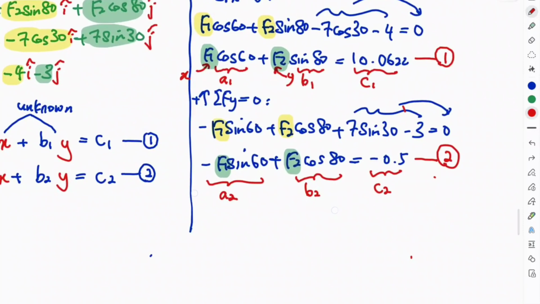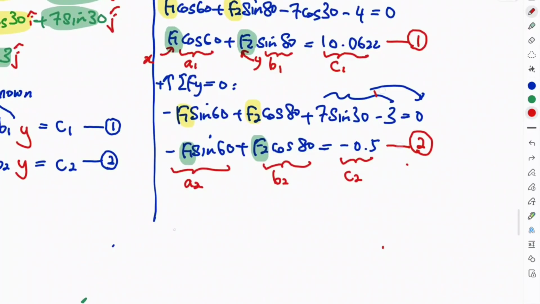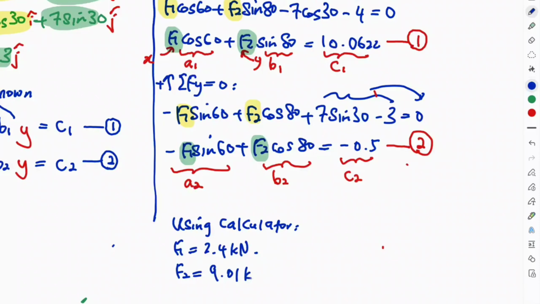Back to our answer sheet. The next step is using your calculator. You are solving this using your calculator, so you just write "using calculator" so that I know you are performing your calculations using your scientific calculator. The x value, which is your f1, is equivalent to 2.4 kilonewton, and f2 is actually 9.01 kilonewton. As simple as that.